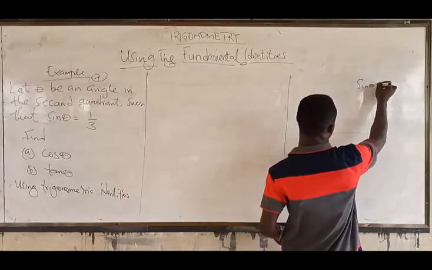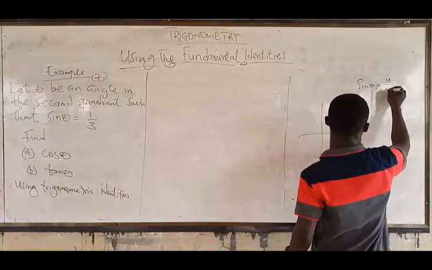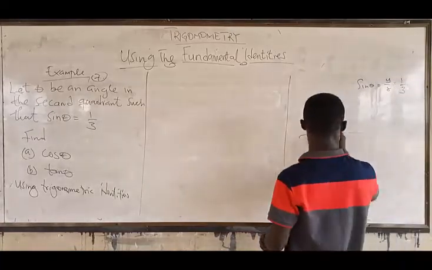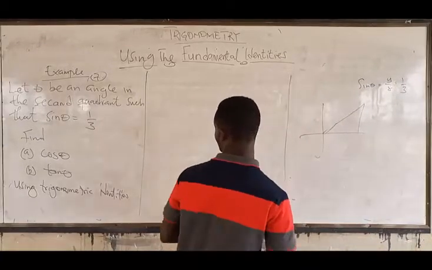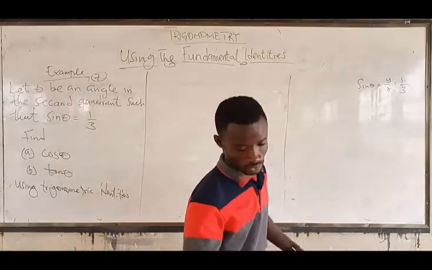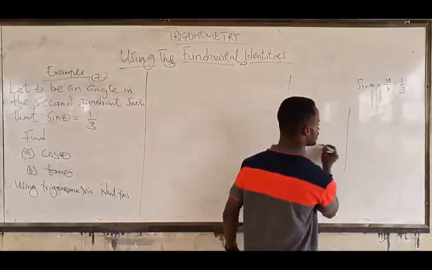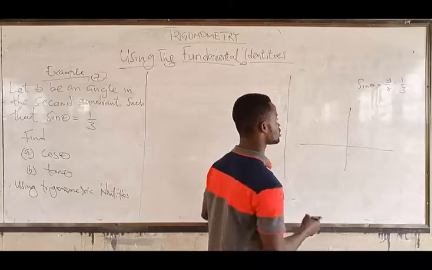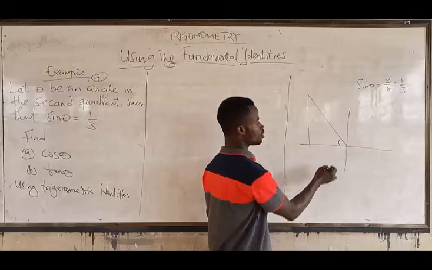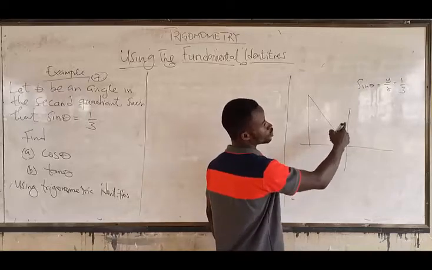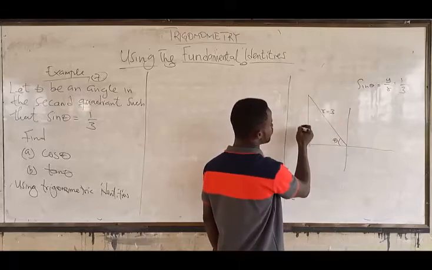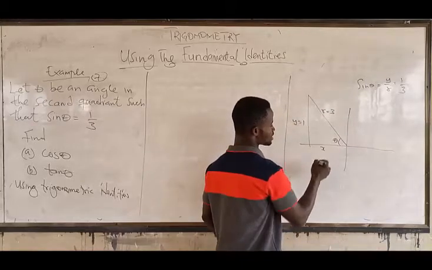Because you know that sin theta is y over r. So we are given 1/3, and for the question it says we have to work it in the second quadrant. You can use that method, but that is not what we need here. We are to work in the second quadrant, so theta is forming here. So r is 3, y is 1, and s is what you don't know.